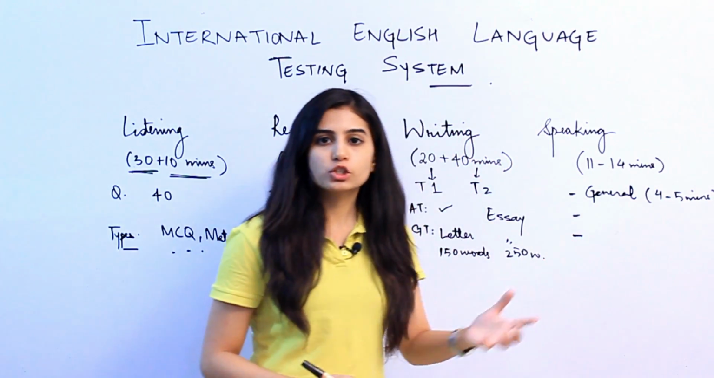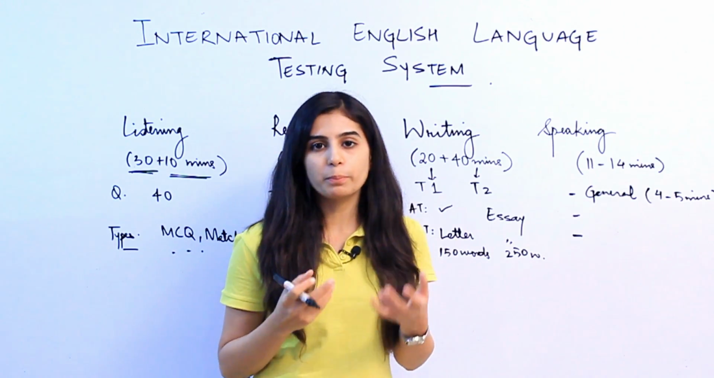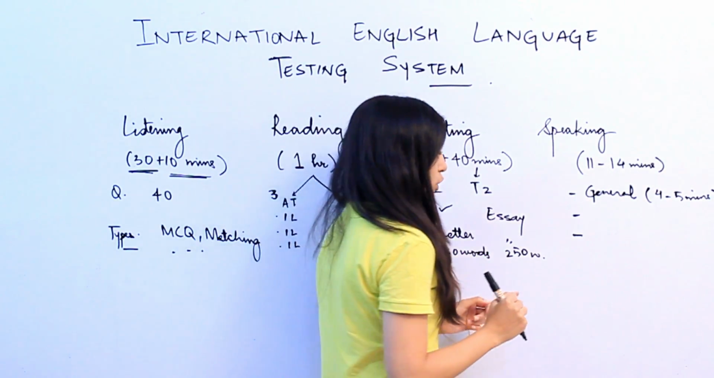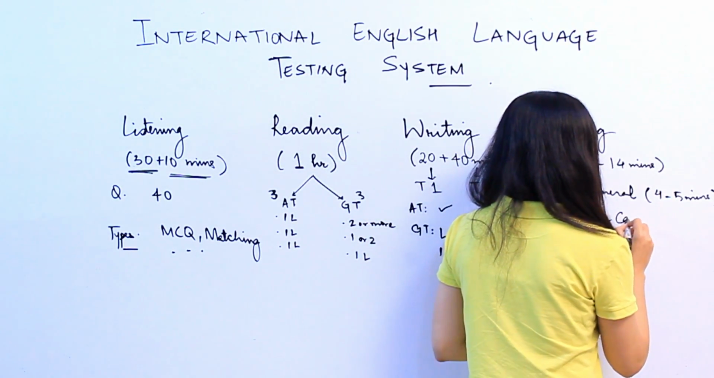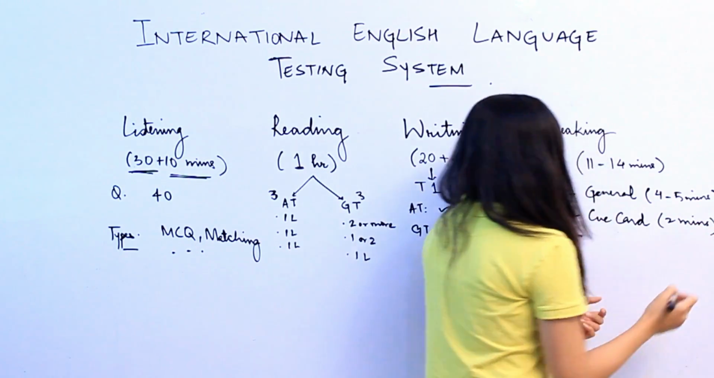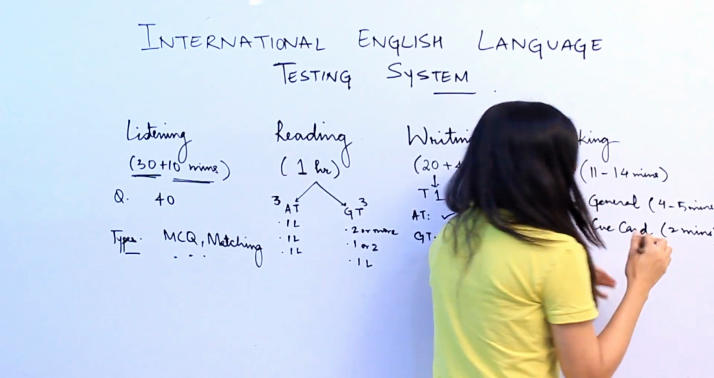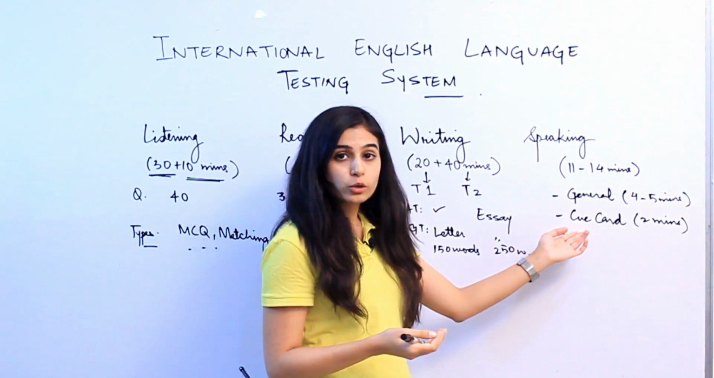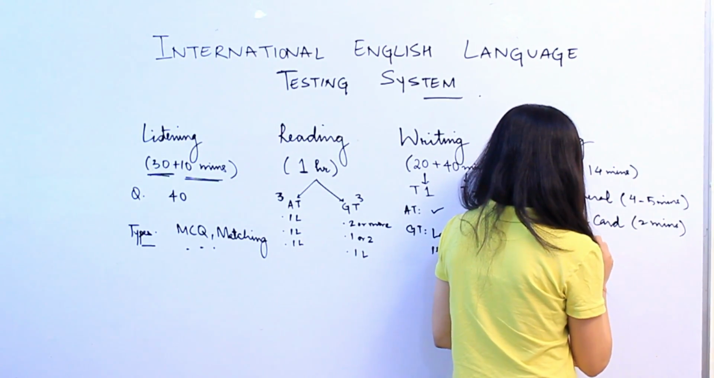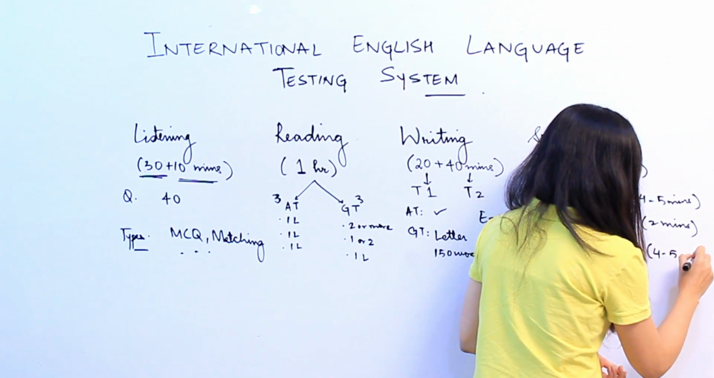In the second section, you will be given a cue card in which there will be one topic. You will be given 1 minute to prepare on that topic and would have to speak for around 2 minutes on that particular topic. So this is the cue card round. In the third one, there are yet again follow-up questions relating to this topic, and you will have to speak for 4 to 5 minutes in this case.